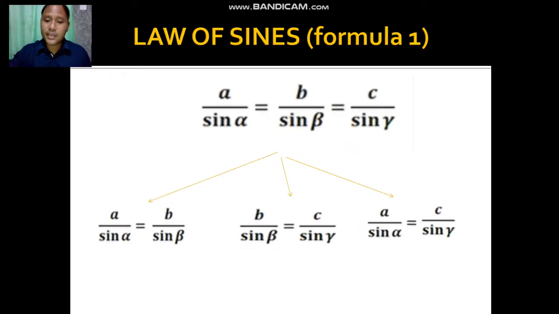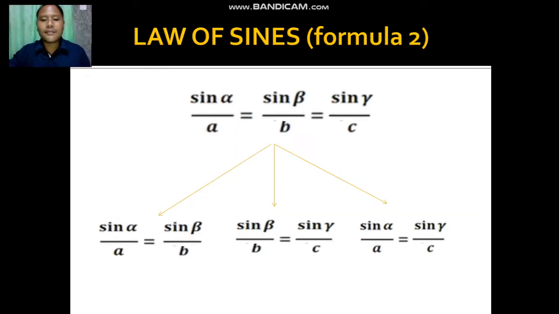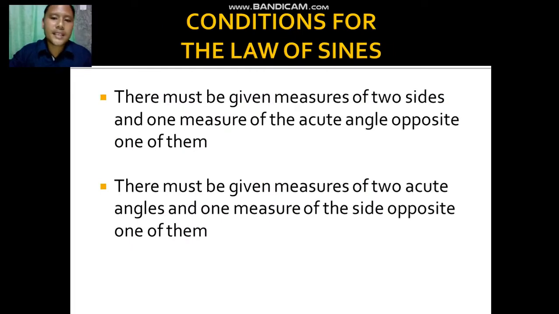Now, math majors, try to supply the particular values for three variables of a certain simple equation and leave only one unknown variable. So if you do that in formula 1 and in formula 2, you will have these conditions for the law of sines. Without these conditions, you cannot readily apply the law of sines.